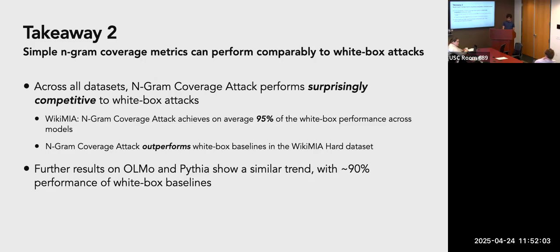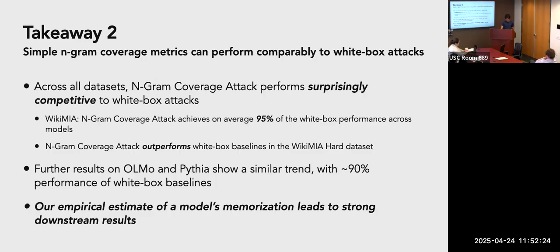We have further results on 2 other open models, which we don't have in the main paper. Our method is close to the white box baselines, but all of those numbers are very close to random since these are much harder data sets. So it's not a bad thing, it just doesn't tell you much. I think this is a nice takeaway where we have this empirical estimate of a model's memorization and it leads to strong downstream results.